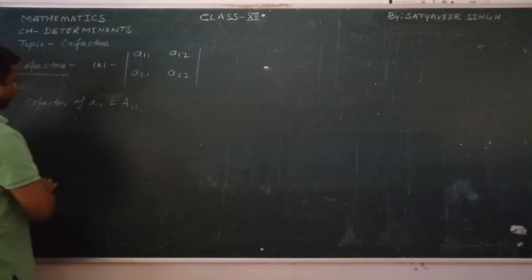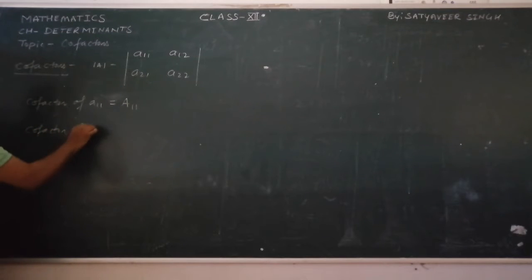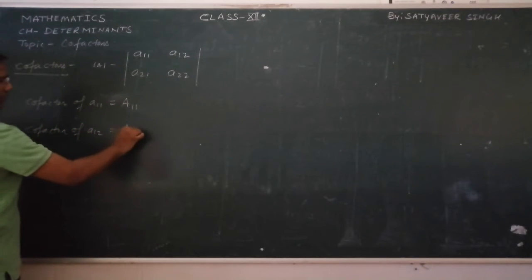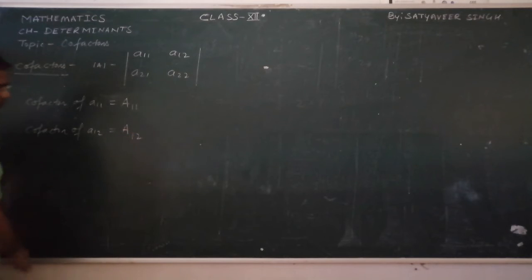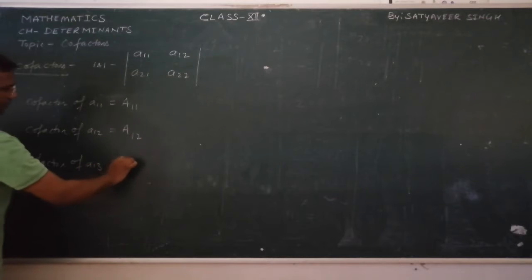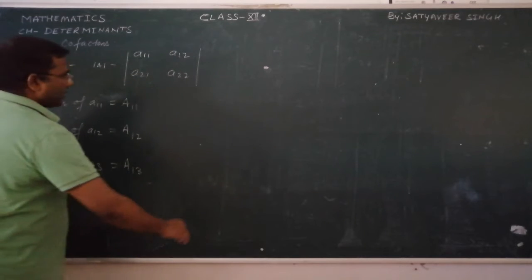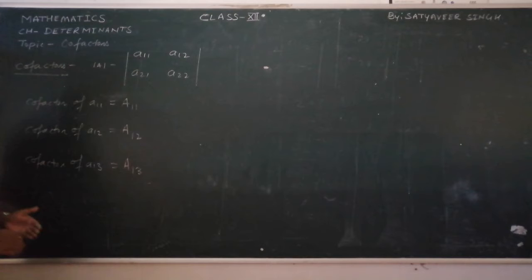I hope you understand. Similarly, what is the cofactor of A12? That will be capital A12. So first of all, this must be clear in your mind. Similarly, the cofactor of A13 will be capital A13. So if you find anywhere written capital A12, capital A13, you will understand these are the cofactors. And in this way, now see how we will find this.